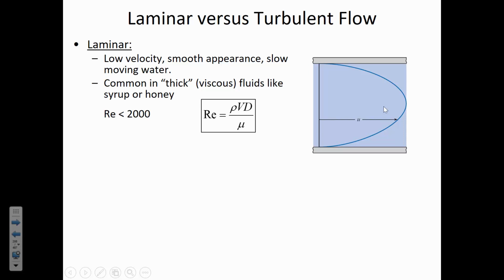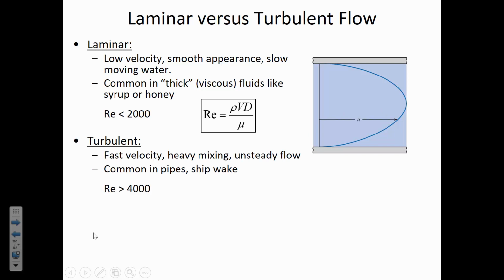In contrast, turbulent conditions occur when the Reynolds number is greater than 4,000. And so turbulent conditions, you still use the same Reynolds number to calculate RE. It's just that you usually will have turbulent conditions if the velocity is high. It's more common in fluids with a lower viscosity like alcohol, water. Those fluids have relatively low viscosity. So it's common in pipes.